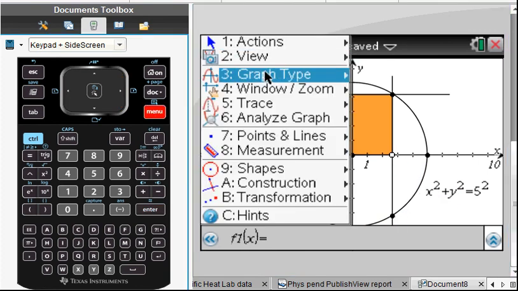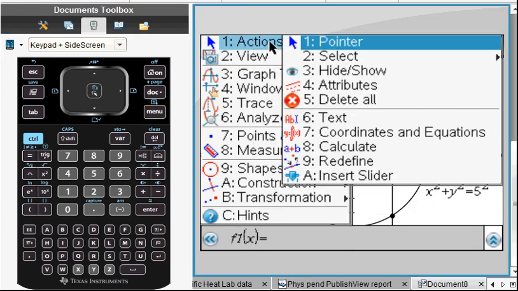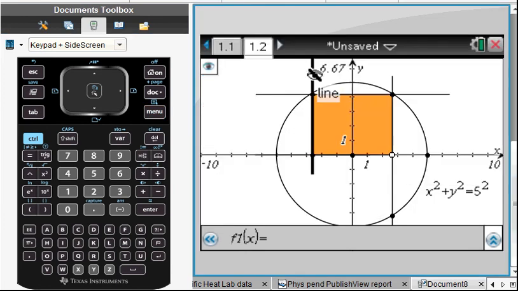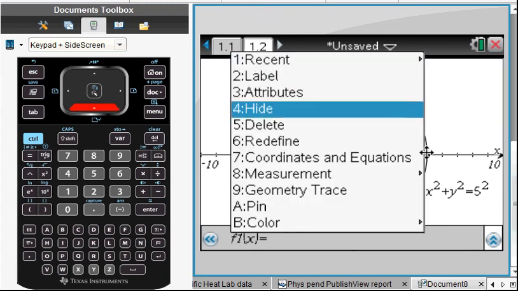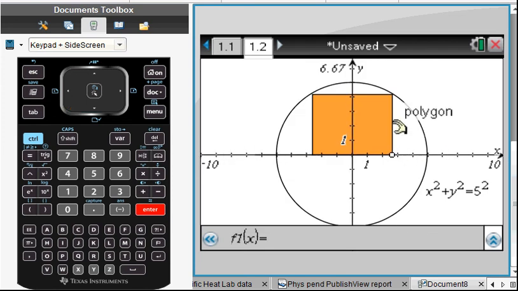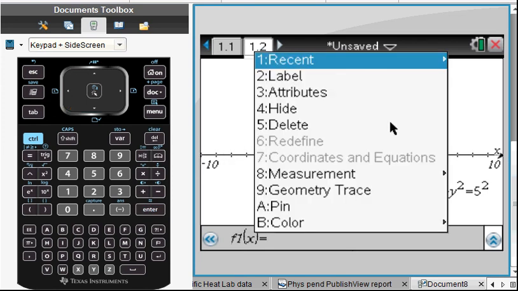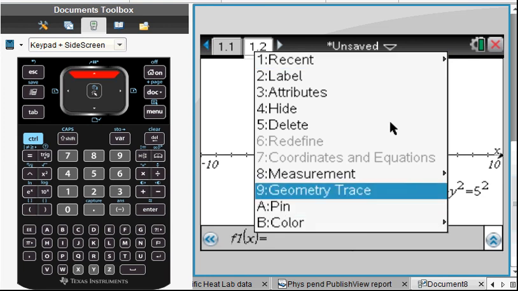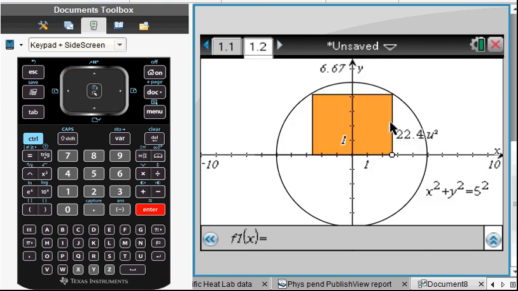And now it's time to hide the construction: actions, hide/show. Hiding, hiding, hiding these little lines. And that ought to do it. The last thing that could be done is to find out what the area is. Measurement number 8 on the right-click control menu, and there's our nice little 22.4 units squared.